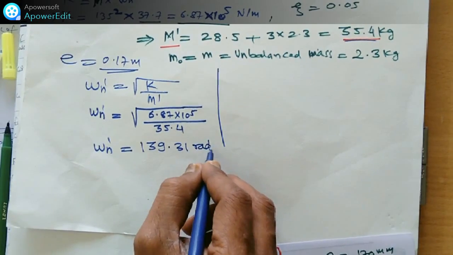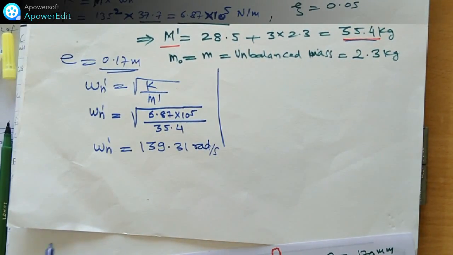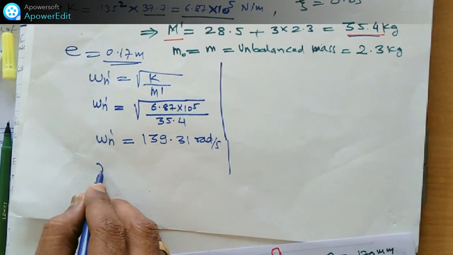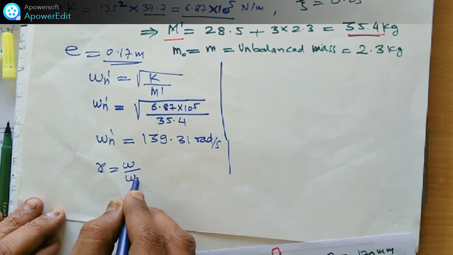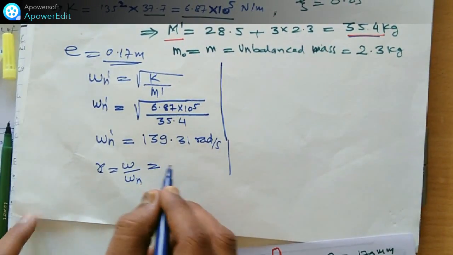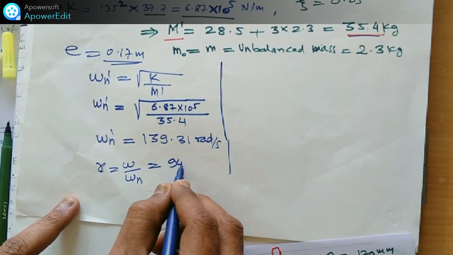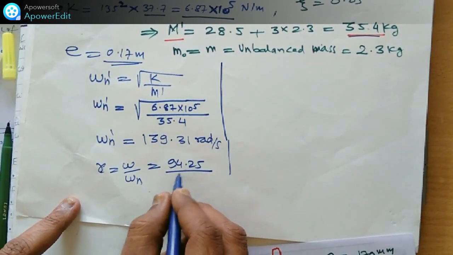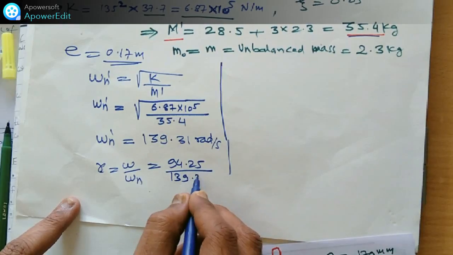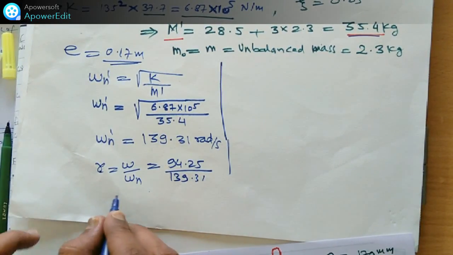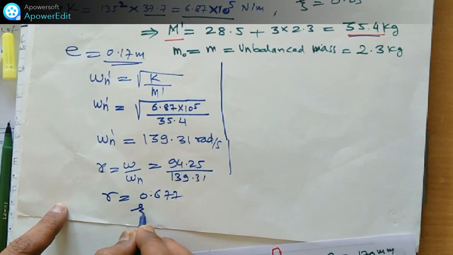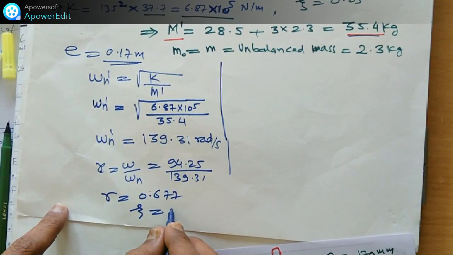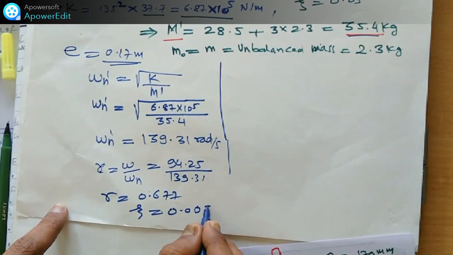Due to this, we can also find out the value of r, which is omega by omega n. What is the value of omega? Omega becomes 94.25 upon 139.31. Friends, what will happen here? r becomes 0.677, and zeta is also known to us. That value is given as 0.05.